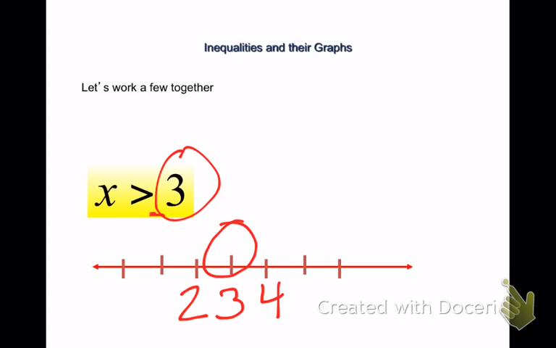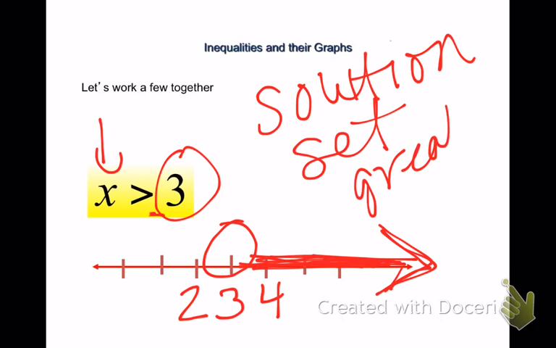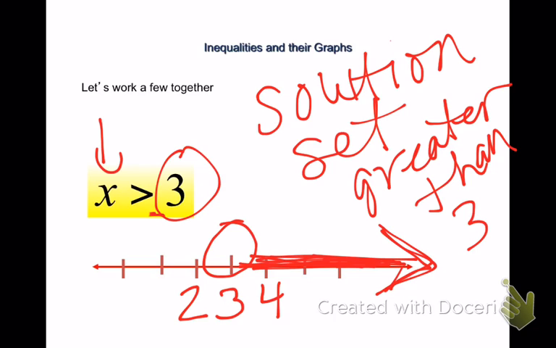And, of course, because it's any number that is bigger than 3, I'm going to color my number line in this direction to the right. And the arrow tells anybody that looks at my number line that I really mean that my solution set is any number greater than 3. So my solution set is greater than 3. So that could mean a million, that could mean 3.2, a gazillion. I don't even know if gazillion's a number, different options for what the answer could be.